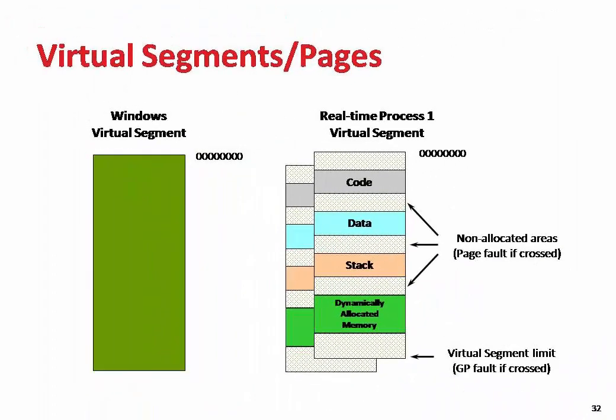Let's have a closer look into the layout of a virtual segment. Each real-time process, comprised of one or more threads, is placed in its own segment, with a unique segment descriptor. Thus, each real-time process is isolated from other processes, including the Windows process which occupies its own segment. If code tries to access an address outside of its segment, a general protection fault is generated.